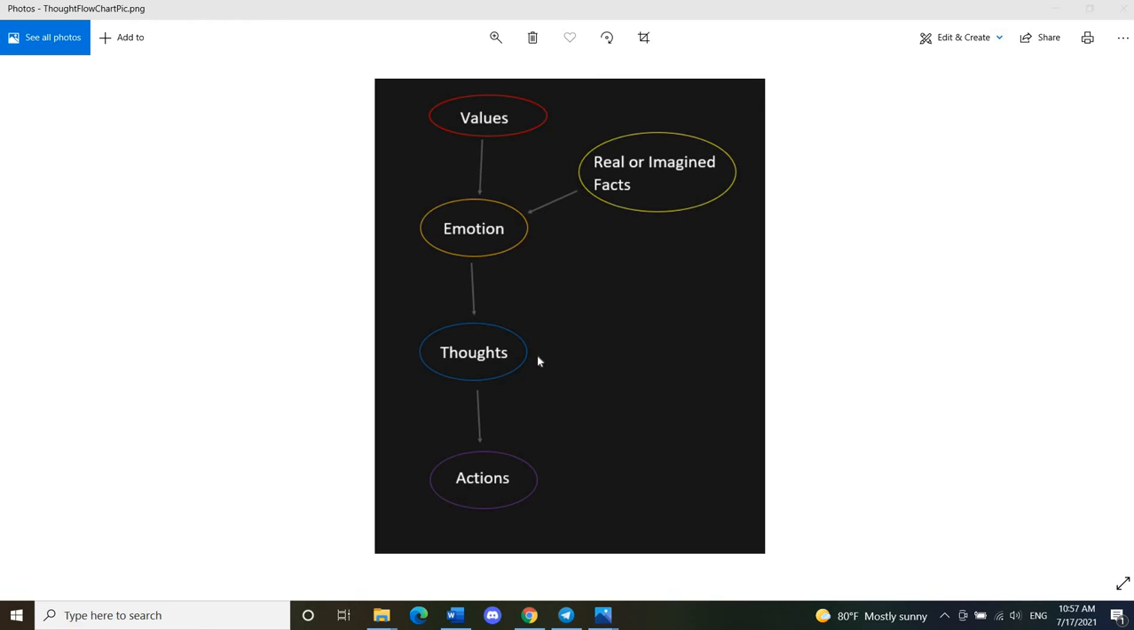And of course, sometimes you need your thoughts in order to understand what facts are related to your values. So you need to be able to think in order to understand what you ought to have emotions about, but your emotions direct your thoughts.